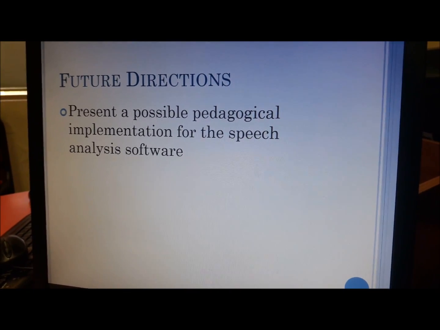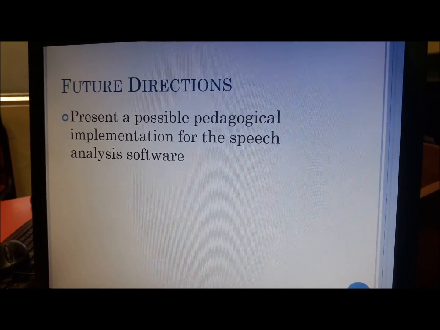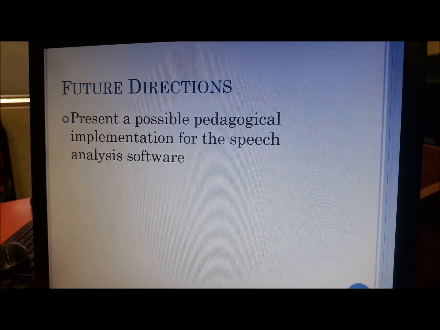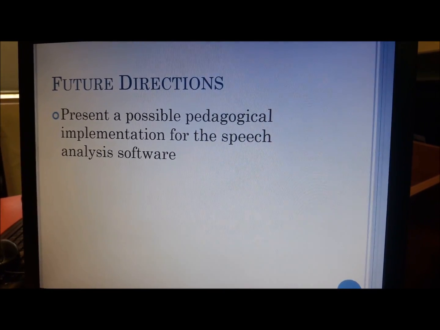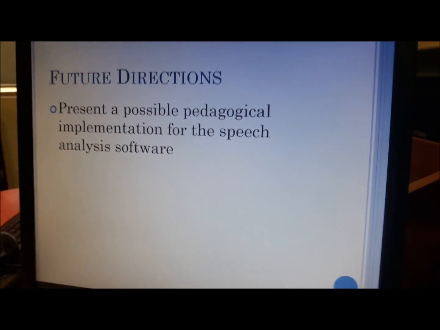Finally, in this part of the paper, the aim of this work was to present a possible pedagogical implementation for the speech analysis software and demonstrate that the software can be accessible to beginner levels.